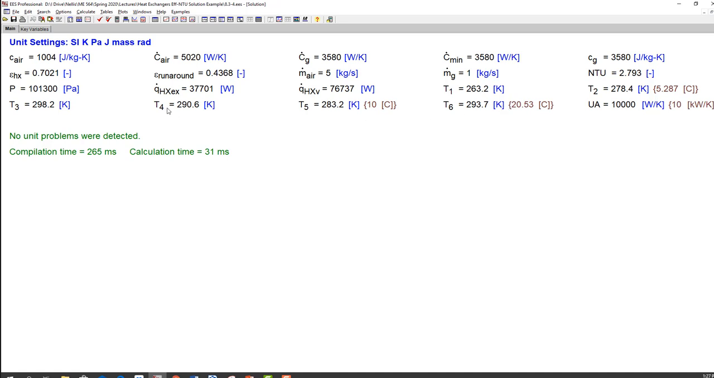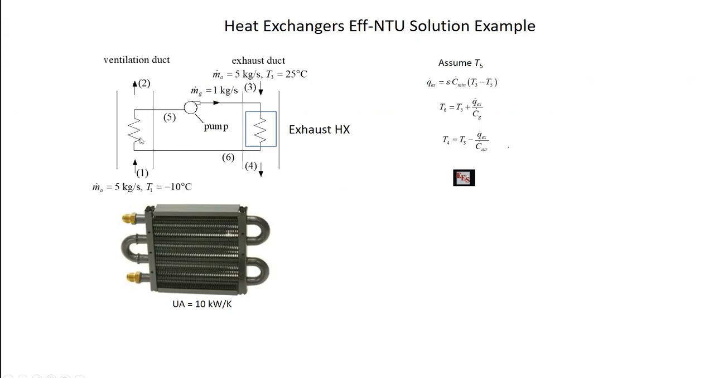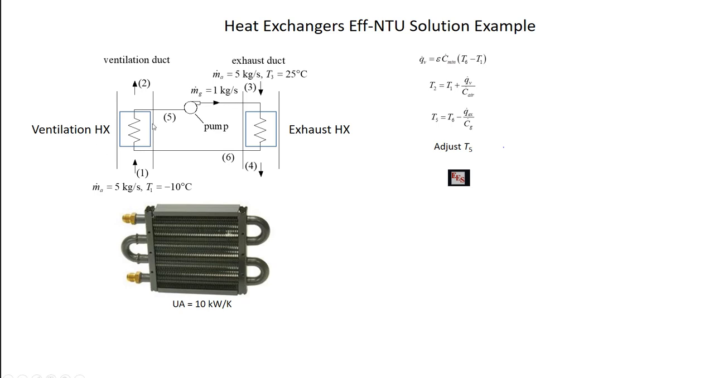And if I wanted to, I could look at T4, I guess. So the air is coming out at 17.5 degrees Celsius. Okay, so that's half the way there. Now I'm going to go look over here at my ventilation duct. So here's my ventilation heat exchanger. I know the cold fluid inlet temperature here is minus 10.